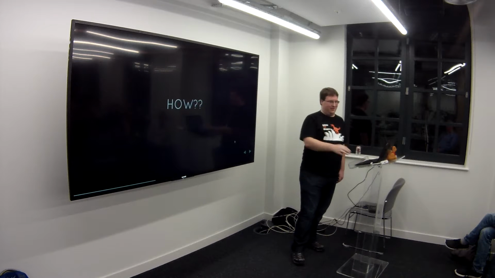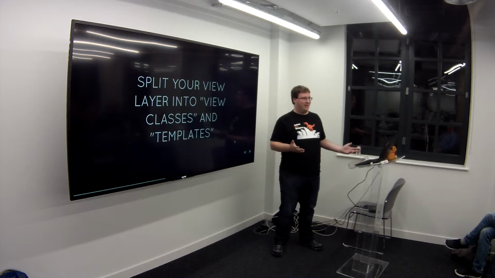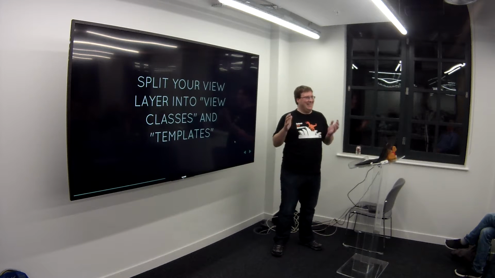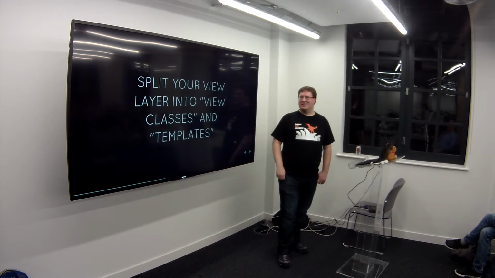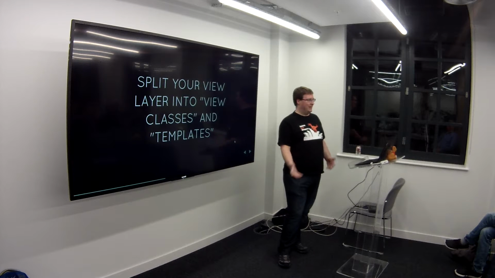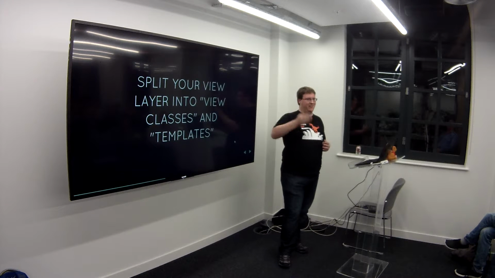What do I mean by that? Well, basically, you split your view into view classes and your templates. You put all the logic you've got in your templates in your view classes, where it's supposed to be. So you've probably already got some concept of a view class, something's running your template, something's calling Mason render. It's just that you put the line in the wrong place. You've got some logic in your templates.